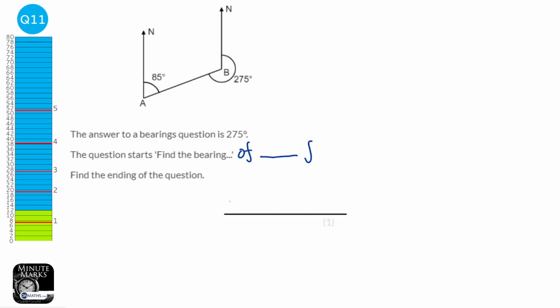Bearings questions are normally written as find the bearing of destination from a location. So you can see in this question here that the answer is 275. The line they're taking it from is this north line, and they're looking at this bearing here. So we currently are at B, and we're looking at the angle of A. So the question would be find the bearing of A from B.